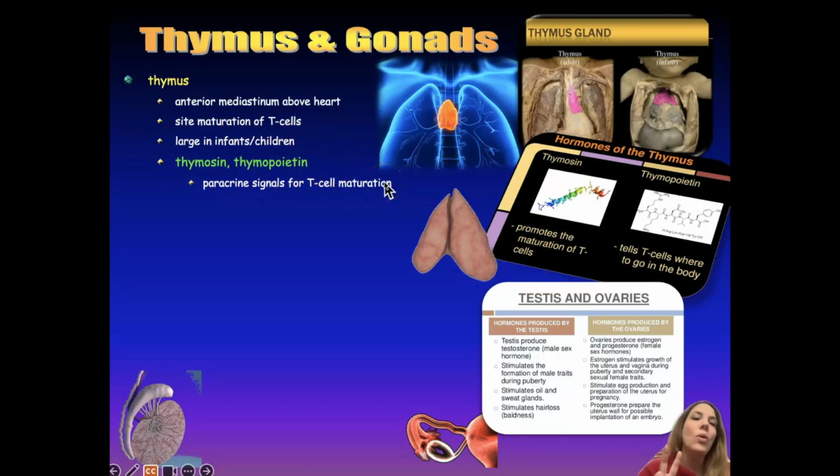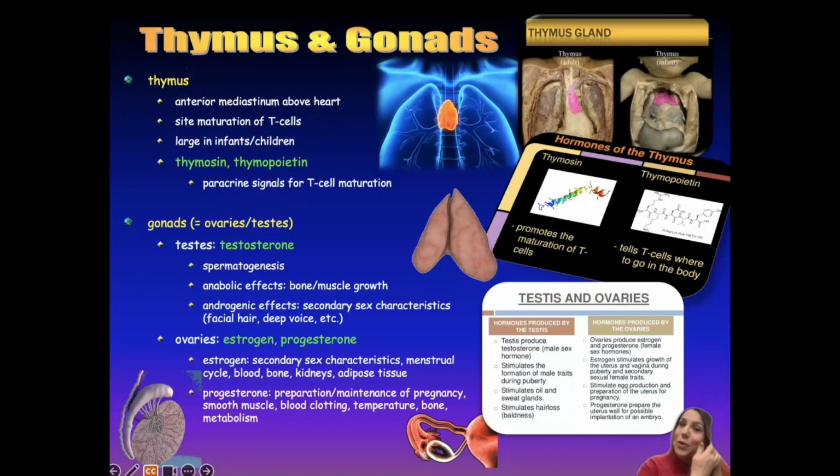There are two main hormones from the thymus gland, thymosin and thymopoietin. Here's thymosin, and here's thymopoietin. Thymosin is going to promote the actual maturation of the T cells, whereas thymopoietin is going to basically direct T cells where they should go in the body. Together, they're responsible for the maturation and sending off T cells to where they need to go. So thymosin and thymopoietin are the hormones of the thymus gland.